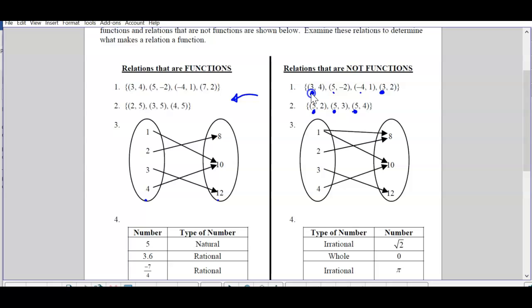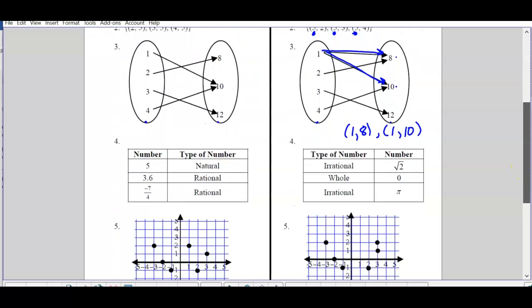Let's take a look at the one on the right. In the first oval, 1, 2, 3, 4. In the second oval, 8, 10, 12. So same numbers. But in the first oval, we have two arrows coming from the number 1, which we didn't have before. We have two arrows ending at 8 and 10. The last one we had ending at 10. So this must play a part, that we have two arrows starting at 1. So that means when x is 1, y is 8, and when x is 1, y is also 10, if we were to show those as ordered pairs. So hopefully you're seeing a pattern.